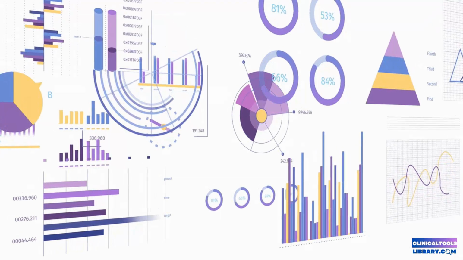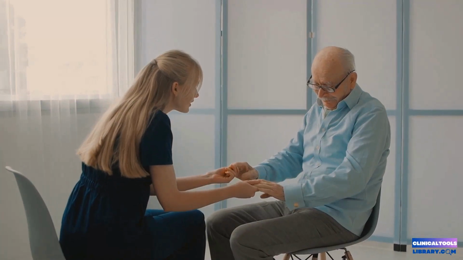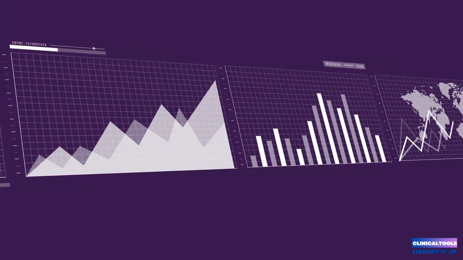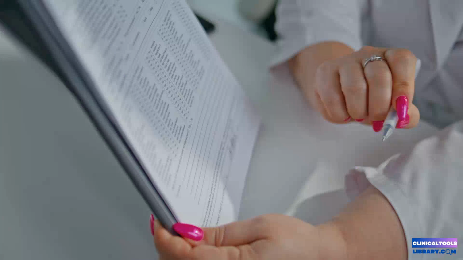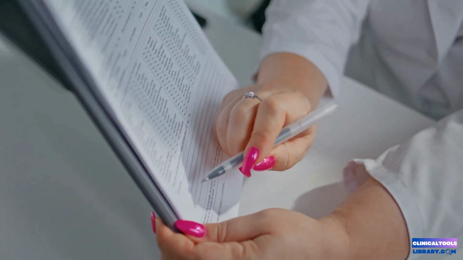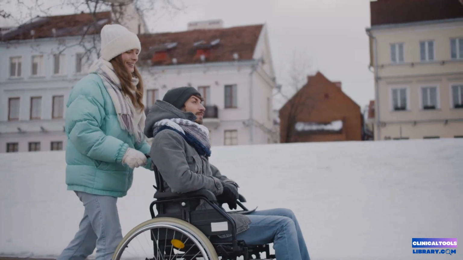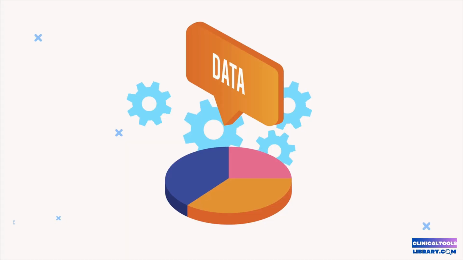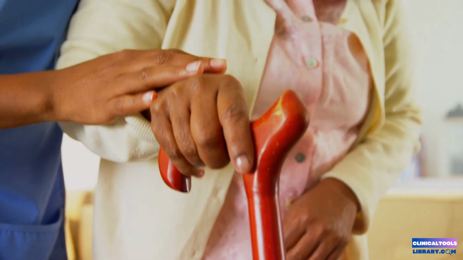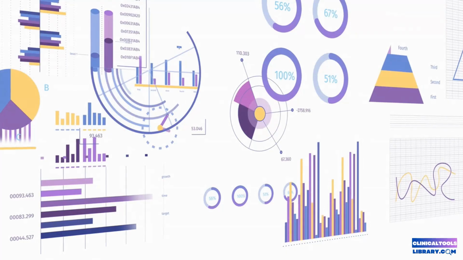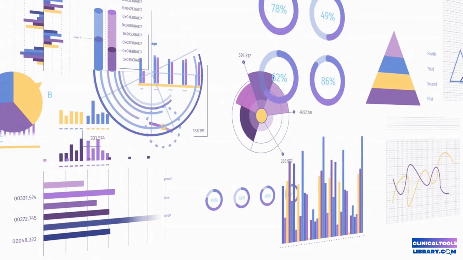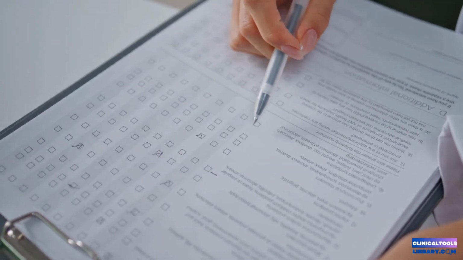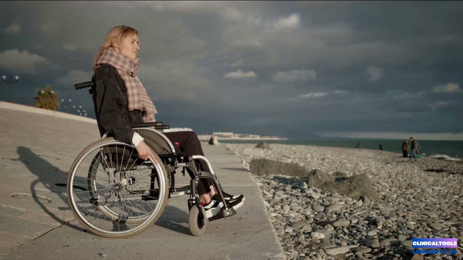The sensitivity of the Mini-BESTest Evaluation Systems Test is reported to range from 0.8 to 0.95 in identifying individuals with balance impairments. Sensitivity refers to the test's ability to correctly identify patients who indeed have balance deficits. In clinical practice, a sensitivity of 0.9 means that 90% of patients with balance problems are accurately detected by the test.